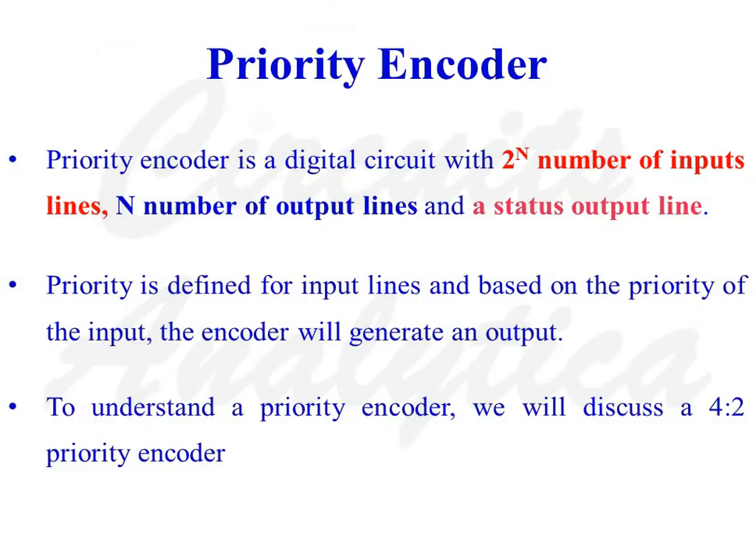Priority encoder is a digital circuit with 2 raised to n number of input lines, n number of output lines and a status output line. Priority is defined for input lines, and based on the priority of the input, the encoder will generate an output. To understand a priority encoder, we will discuss a 4:2 priority encoder.